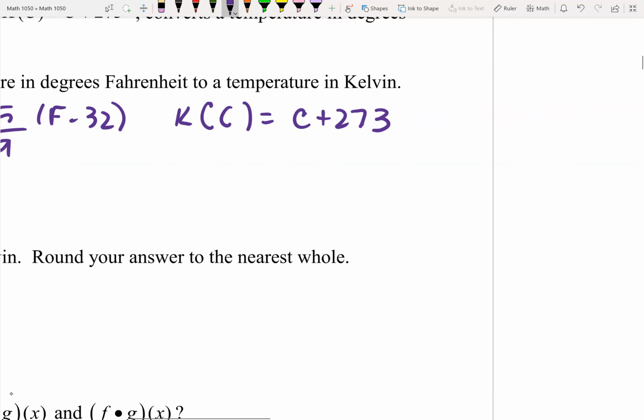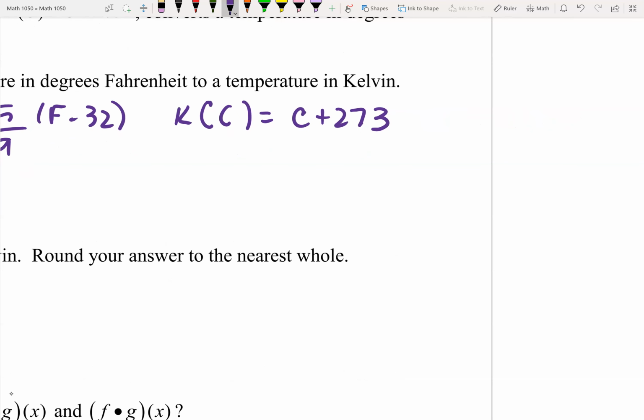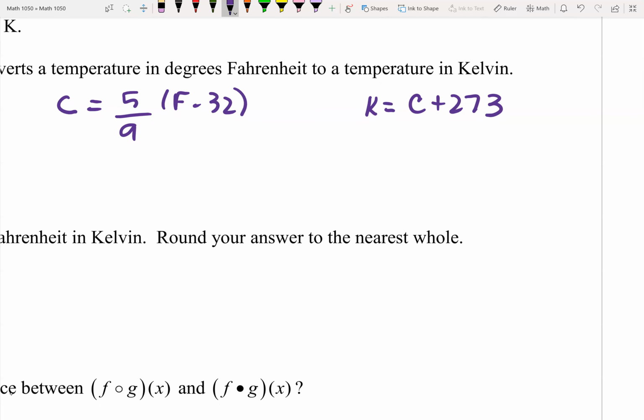Look at the other guy. K in terms of C, and then you look on the other side and you have a C. Well, I know that that's a C. I can see it. So technically, that "of C" isn't even necessary. So then what I have is K equals C plus 273. That's basically what those mean, okay?